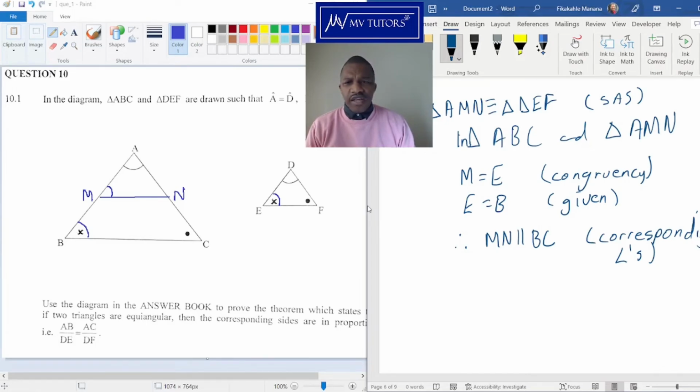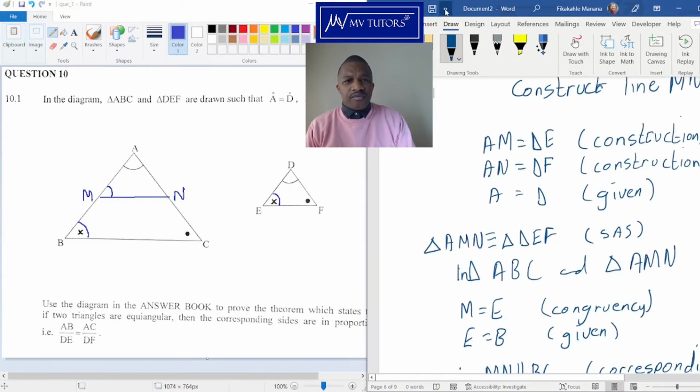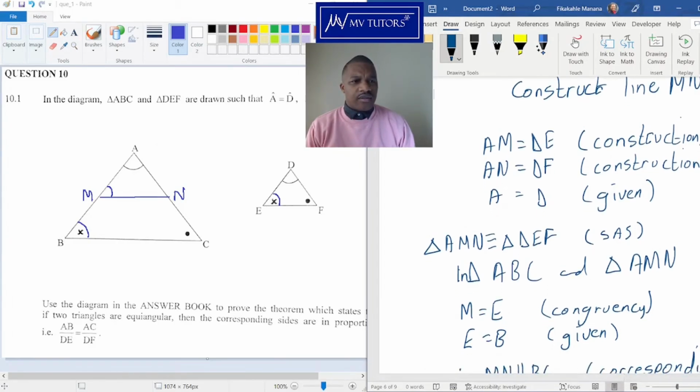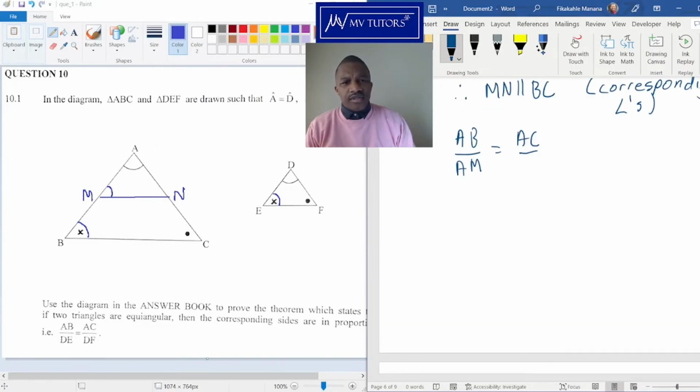Since these lines are parallel, it means we can do the proportional theorem. We can therefore say that AB over AM is equal to AC over AN. Let's go back. Over AN. See what we did? So big over small, big over small.